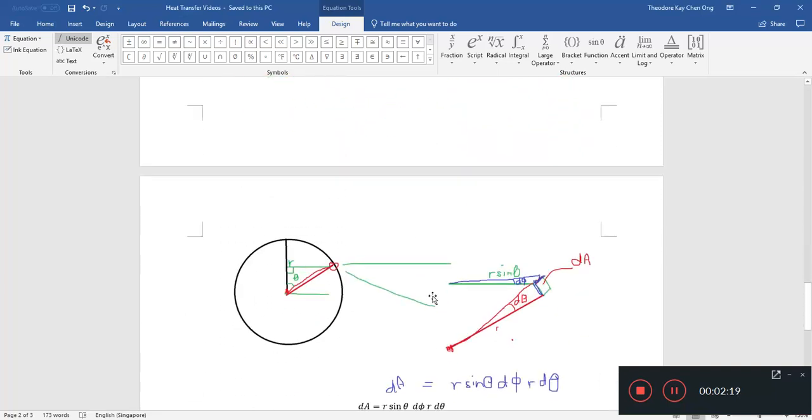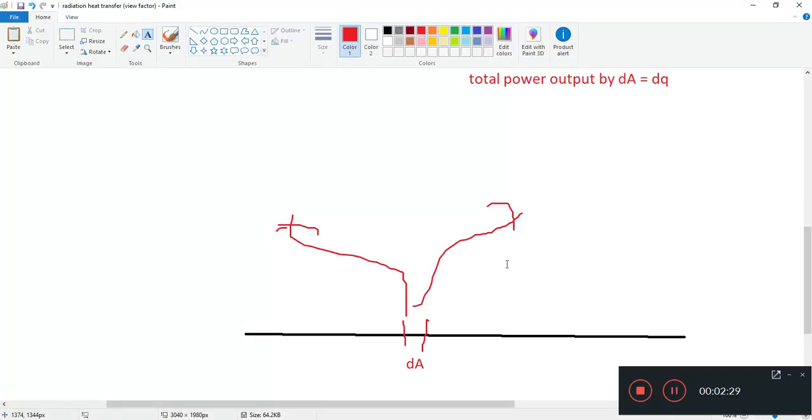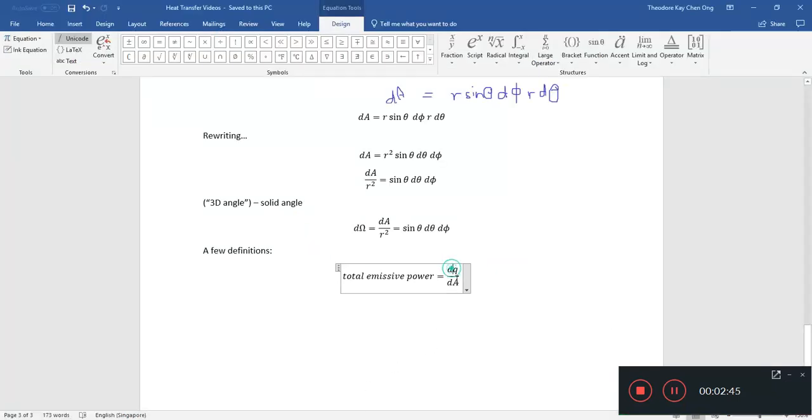Then we define the total emissive power equals dQ divided by dA. So we start by saying this little area dA is going to output an arbitrary amount of power dQ, and the power per unit area output by this dA in total equals dQ over dA.